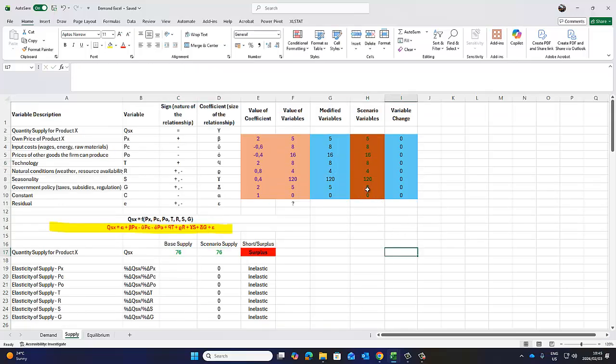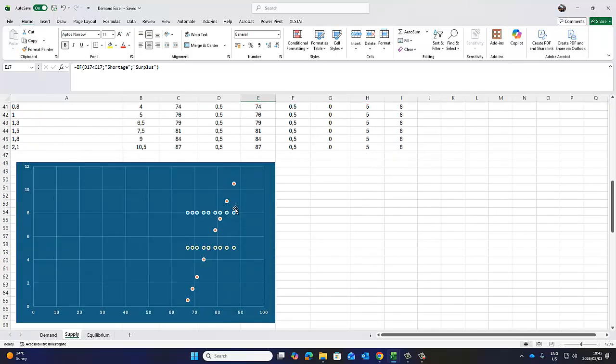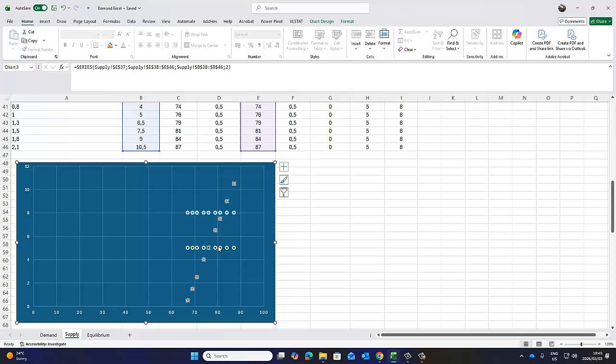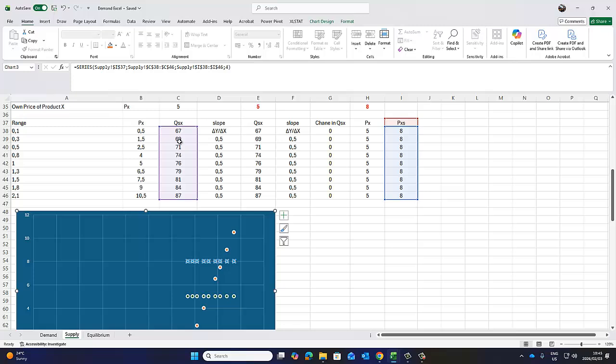Let's change the price. So if my price increased to 8 Rand, then my supply will increase from 76 to 82, again a surplus. Let's quickly have a look. You'll see my supply curve hasn't changed. The only thing that has changed is that my price has moved from 5 Rand to 8 Rand. But my supply curve still stays exactly the same. So when the own price changes, it will be a movement on the demand curve or movement on the supply curve. But the demand curve or the supply curve won't change.